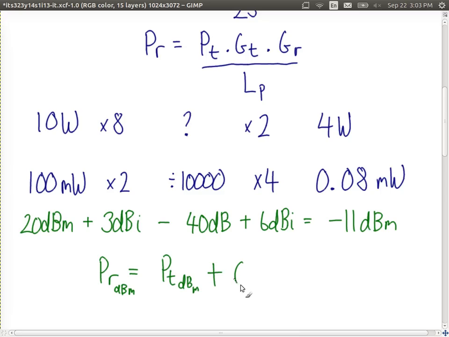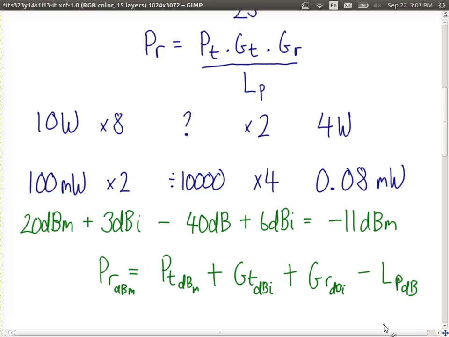Plus the gain of the transmitter in dBi, plus the gain of the receiver in dBi, minus the path loss in dB. The top one is when we use the absolute factors, we multiply and divide. And the bottom green one is when we use the decibel versions of those values. We add and subtract. You can use either. Okay.